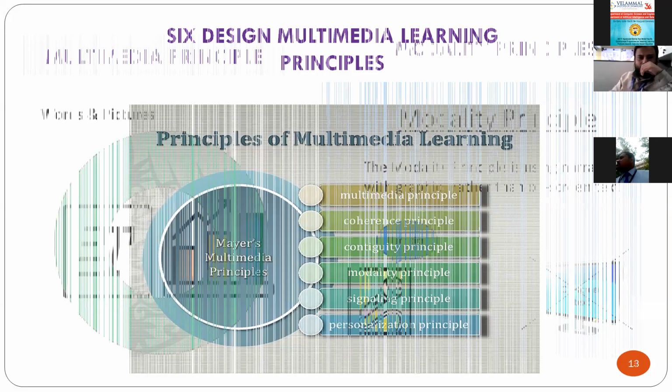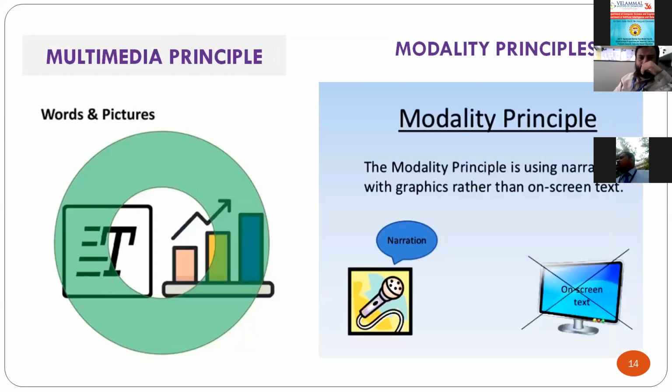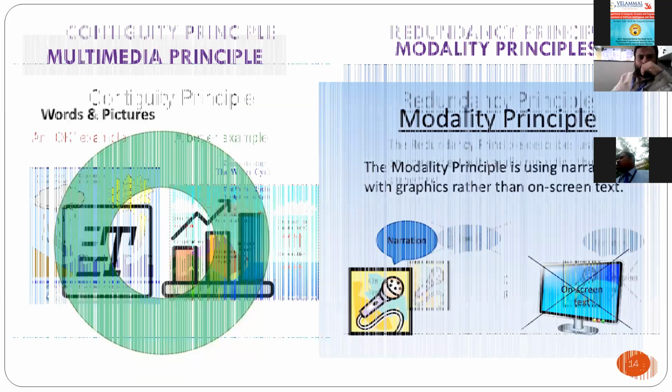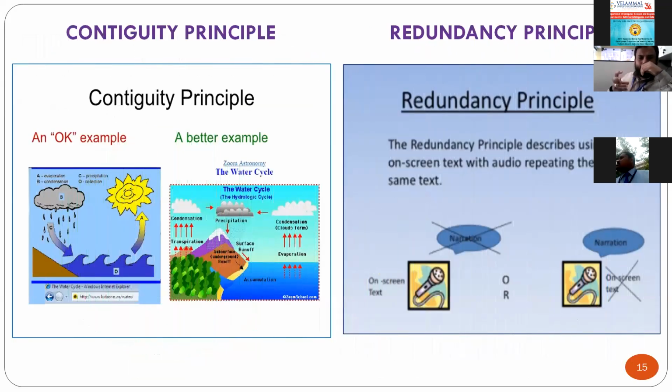The first one is the multimedia principle, which contains words and pictures. The modality principle means using narration with graphics rather than on-screen text, narrated by the audio system. The contiguity principle explains the particular content based on some description. The redundancy principle avoids using on-screen text with audio repeating the same text; what is instructed by audio is avoided in the text.